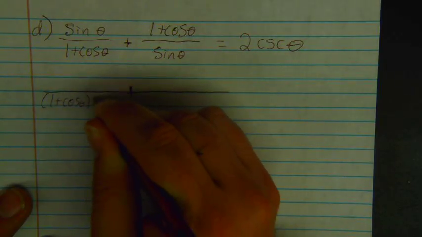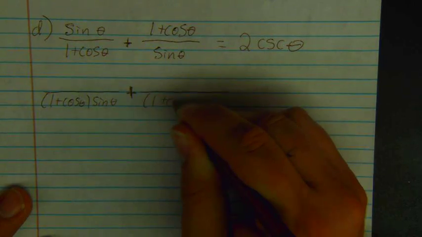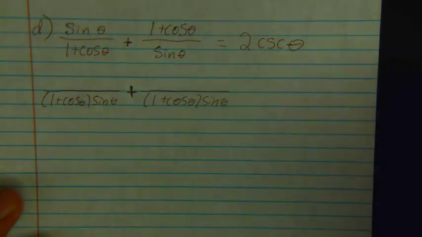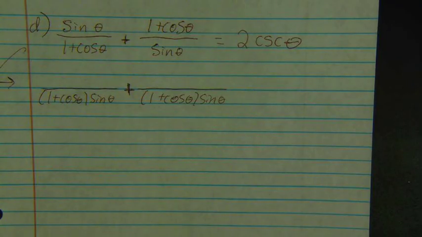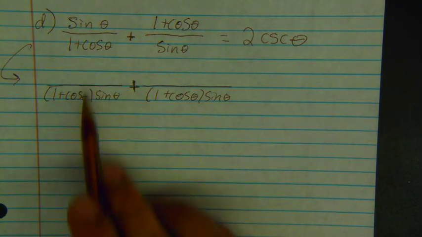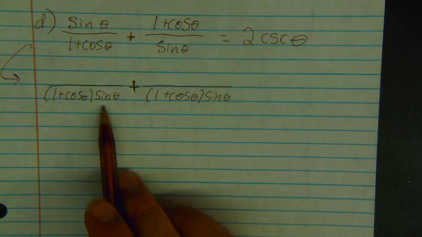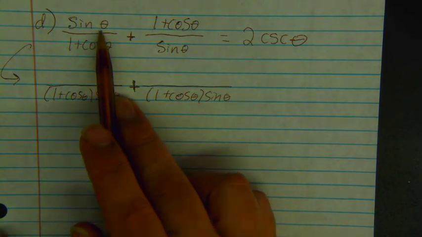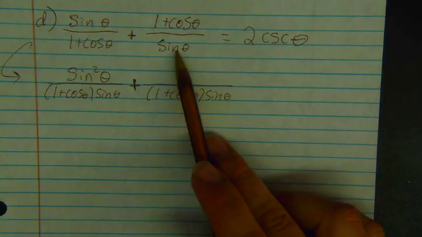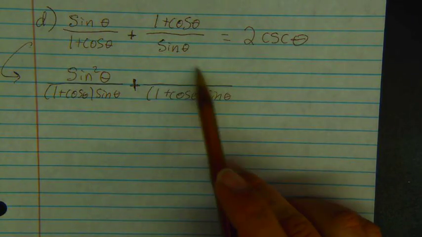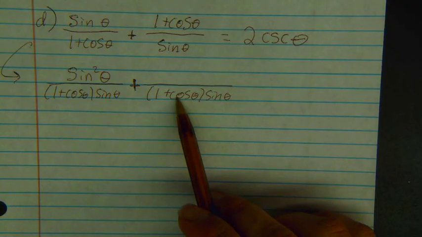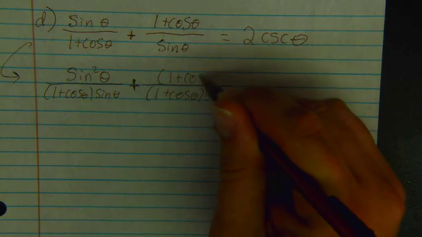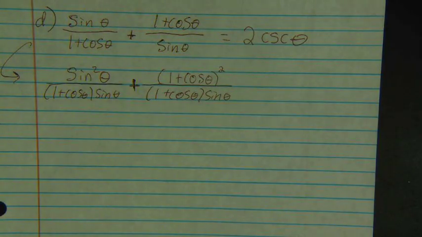So I'm going to rewrite this with 1 plus cosine theta times sine theta on the bottom. All right, this went from 1 plus cosine theta to 1 plus cosine theta times sine theta. So we multiplied by sine theta. Now you got to do it on the top. Sine squared theta. Same thing here. Here we went from sine on the bottom only to not only sine but also 1 plus cosine. So we need to put another 1 plus cosine on the top. Or in other words, just write 1 plus cosine theta squared.